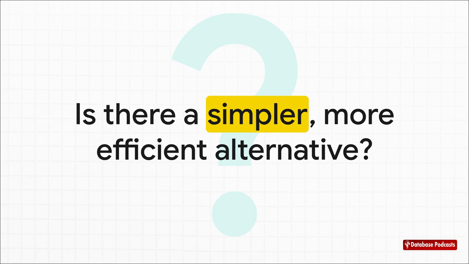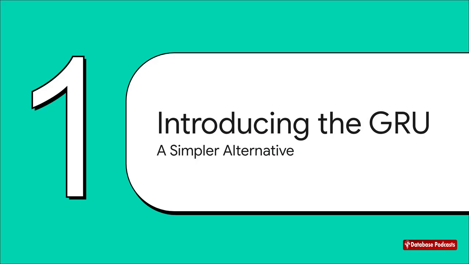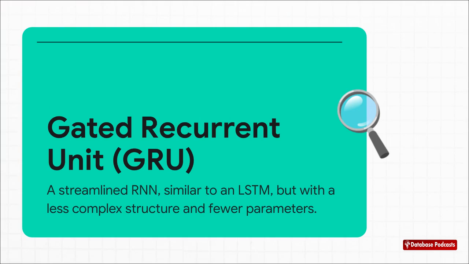Okay, so LSTMs are super powerful, no question. But let's be honest, their architecture can get pretty complicated. And that leads to a really natural question. Is there maybe a simpler, more efficient way to get these kinds of results? That is an excellent question, and the answer is a resounding yes. Let's get right into it and talk about a really popular and powerful alternative called the gated recurrent unit, or GRU for short.